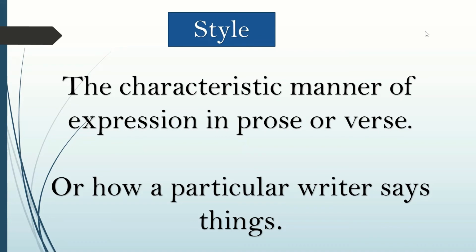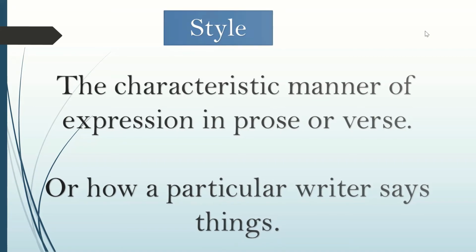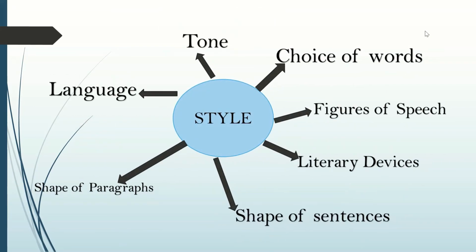Viewers, the next important element is style. It is the characteristic manner of expression in prose or verse, or how a particular writer says things. Style contains different parts. For example, the choice of words, what diction the writer is using, the figures of speech, other literary devices, and the shape of sentences, whether they are simple, compound, or complex, then the shape of paragraphs and language, and more importantly the tone the writer is using.